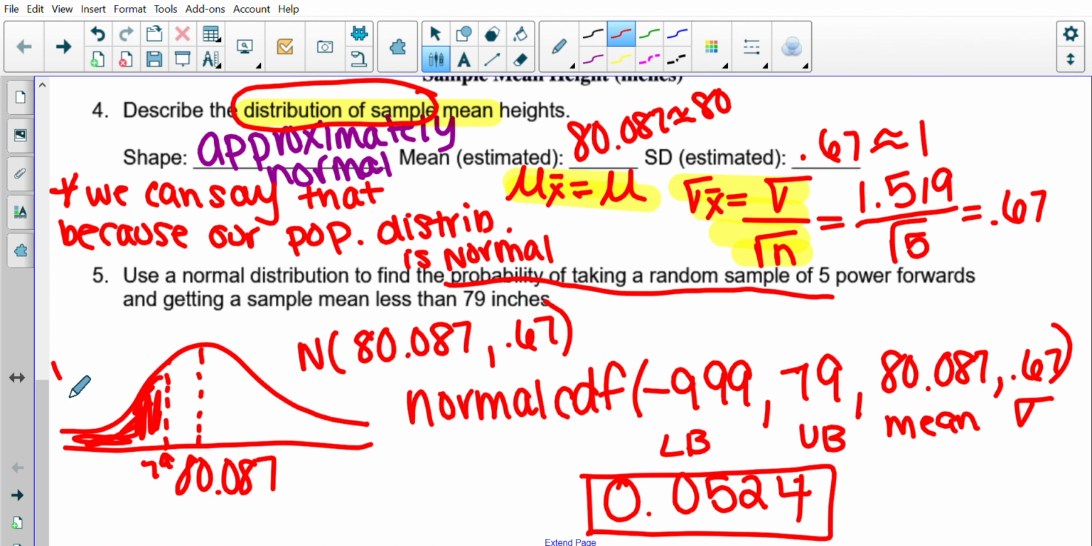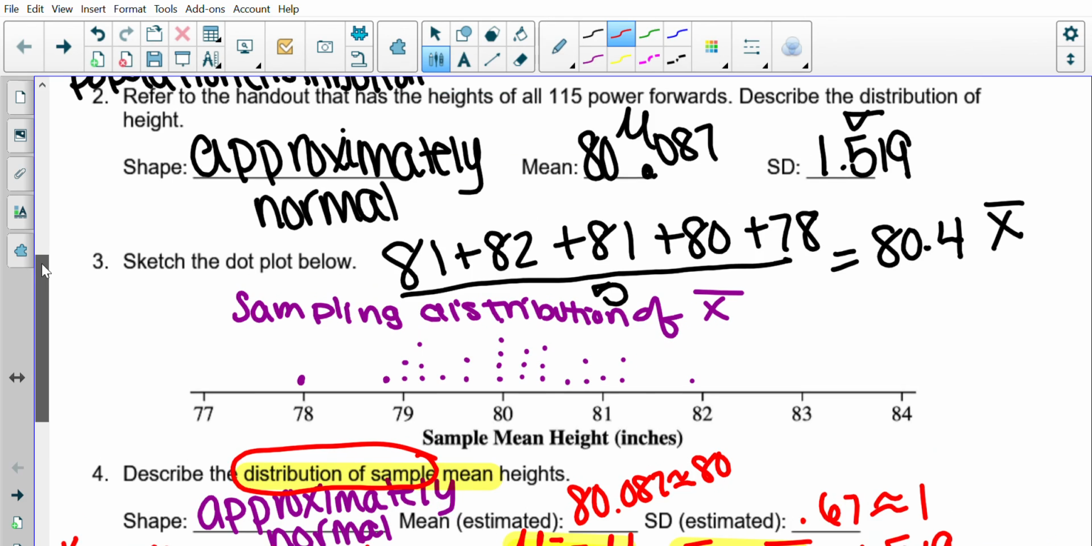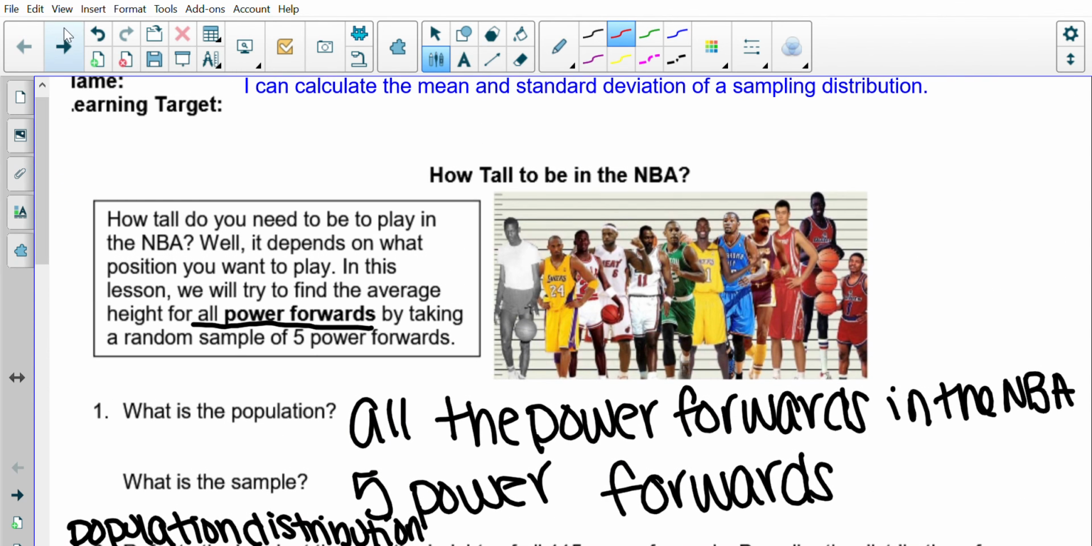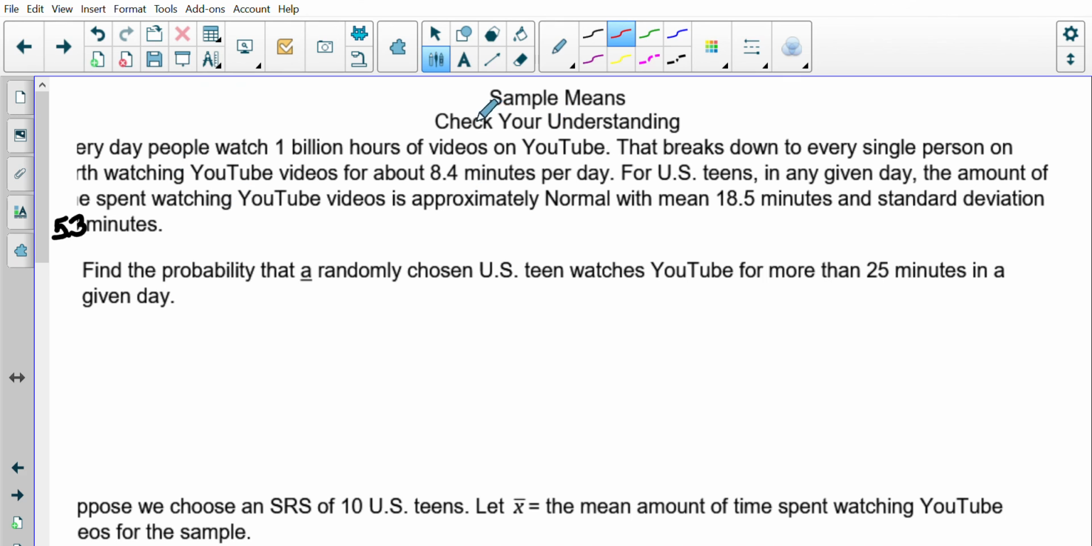Okay, so make sure you guys copied all this down. Pause me when you need. Answer those questions on the Edpuzzle. And then I want you guys to do this check for understanding.